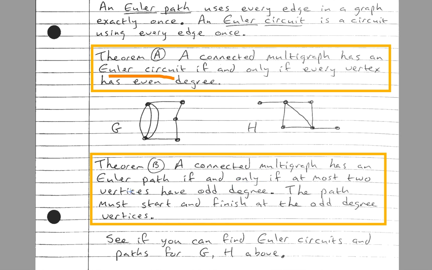The same thing if you're looking for Euler paths: then two of the vertices can have odd degree, at most two. And the path must start and finish at those odd degree vertices. So if you have a graph with two odd degree vertices, then it does not have an Euler circuit, but it does have an Euler path.